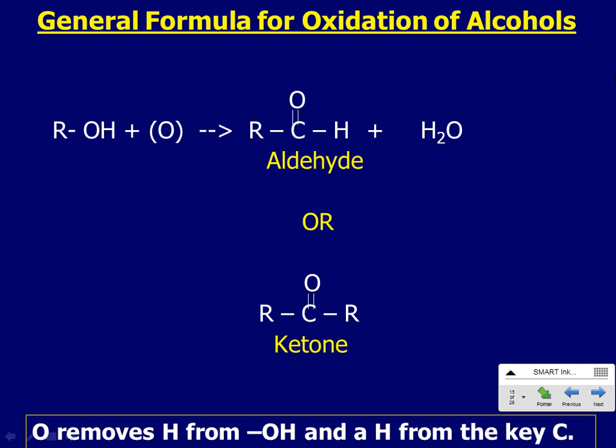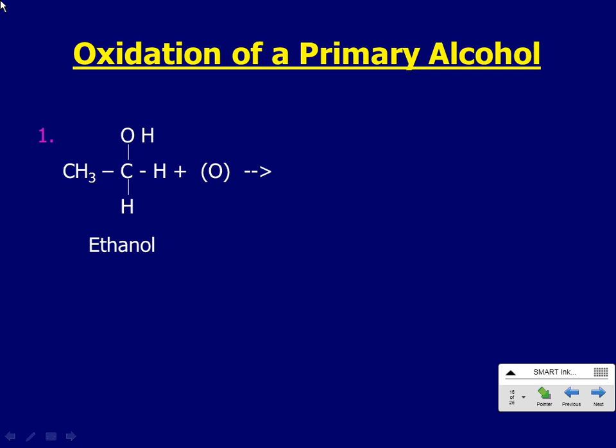So let's go over some examples. So oxidation of a primary alcohol. In this case, I'm using ethanol. It's a primary alcohol because my OH is on the end carbon, and the key carbon is only connected to one carbon.